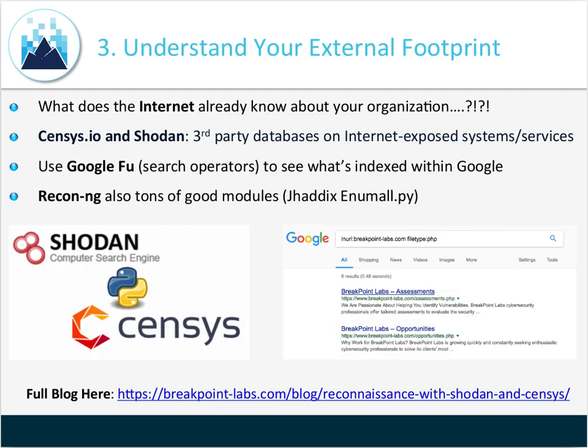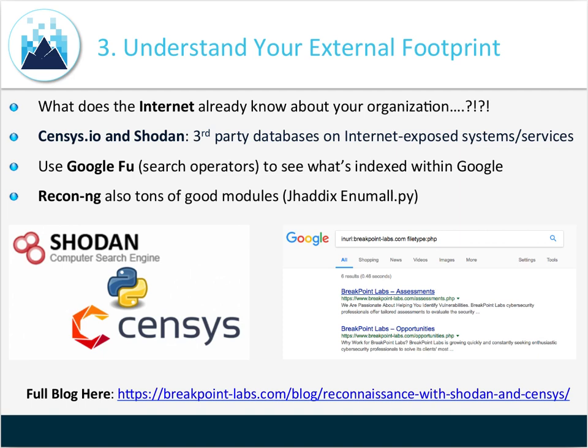Understanding your external footprint, tip 3. So what does the internet know about your organization? That's one of the questions you want to be able to answer as a security analyst doing vuln management for your company. If you have a very large company, you might have a very large external footprint, and you can usually find that information out pretty easily using Censys or Shodan.